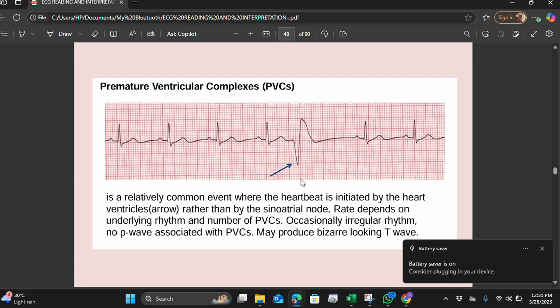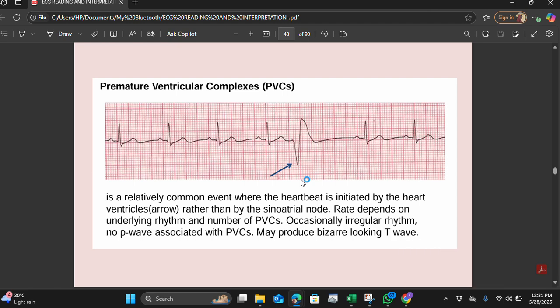I told you that you will know where to look from the name and the definition. Premature ventricular complexes are the extra bit that starts in the ventricle. Let's look at the P wave, the QRS, and the T wave.